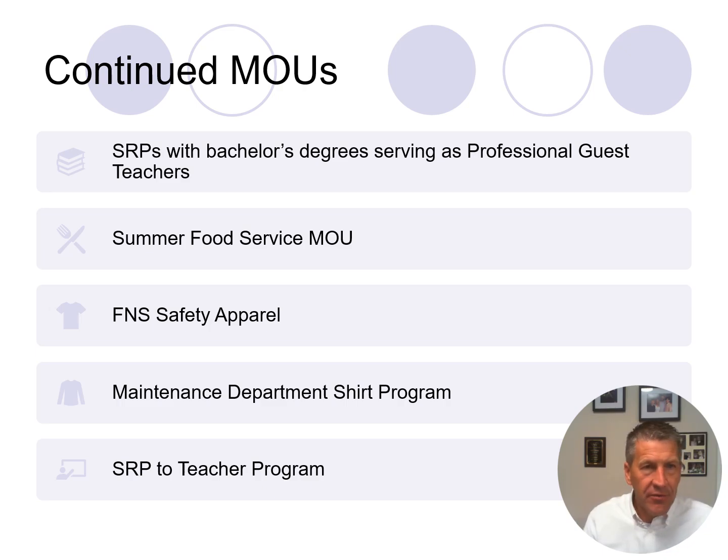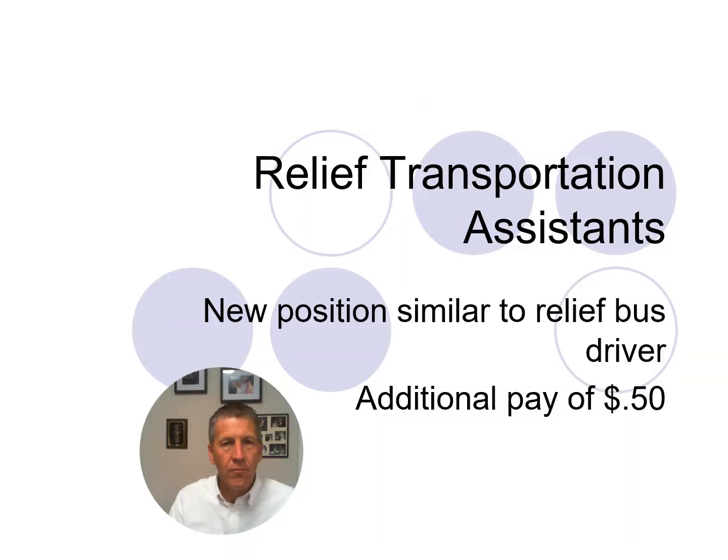The SRP tentative agreement also includes a number of MOUs that are re-signed from previous years. The SRP with bachelor's degree serving as professional guest teachers MOU, the summer food service MOU, the FNS safety apparel MOU, the maintenance department shirt program MOU, and the SRP to teacher program. Each of these had either minor changes like changing the date or no change at all. There's a new position called Relief Transportation Assistant. This new position is similar to the relief bus driver position, and it comes with an additional pay of 50 cents per hour.